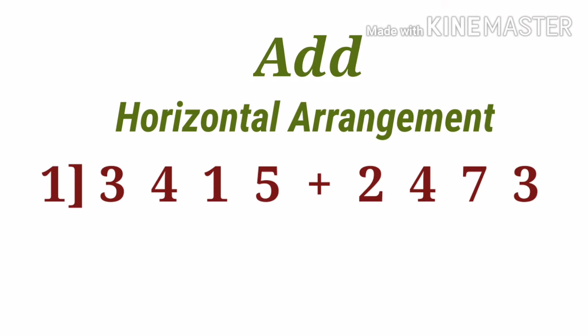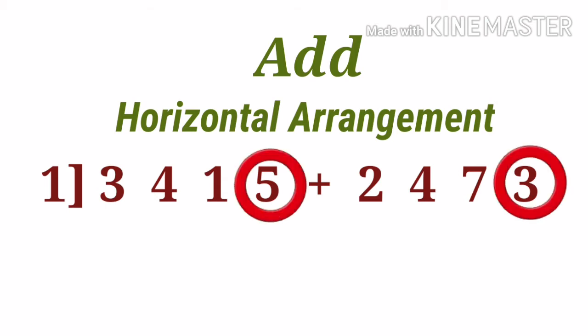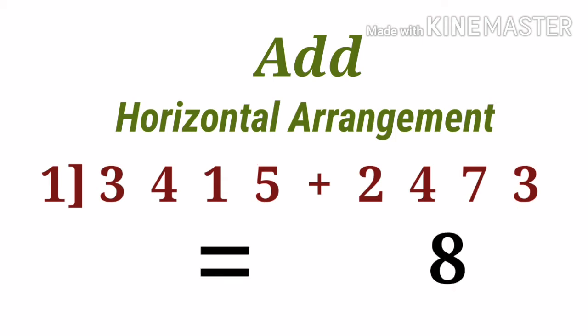Let us learn addition in horizontal arrangement. See students, in horizontal arrangement, for doing addition, first we will look at unit place. Which numbers are in unit place? 5 and 3. So let us add 5 and 3. What will be the answer of 5 plus 3? 8. Yes, write down 8.